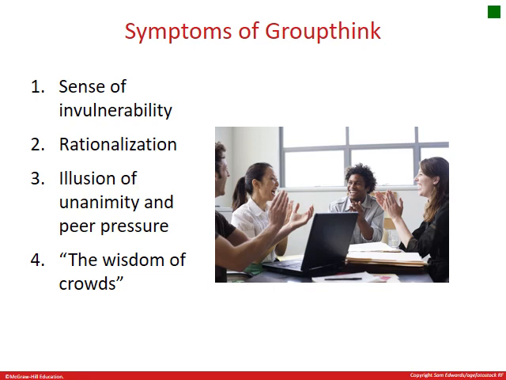The illusion of being unanimous and peer pressure is another way of saying that a member's silence is interpreted as consent. If people do not agree, peer pressure leads other members to question the dissenter's loyalty. And finally, the wisdom of the crowds. Groupthink's pressure to conform often leads members with different ideas to censor themselves. The opposite of collective wisdom. How do you think you can combat groupthink? The main way is to allow criticism and to allow other perspectives.